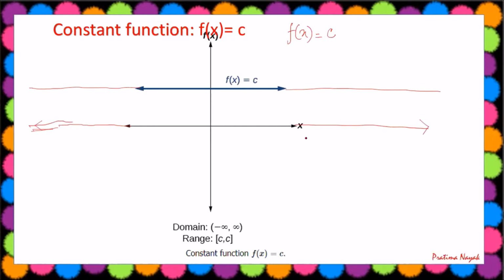So this is the domain. Similarly, when I go for the value of y, you see y is only one value. Suppose it is c; for 1 it is c, for 2 it is c, for 3 it is c, and similarly for negative 1 it is c, for negative 2 it is c. So the y value is a constant. That's why we call it a constant function. So it has range only small c.